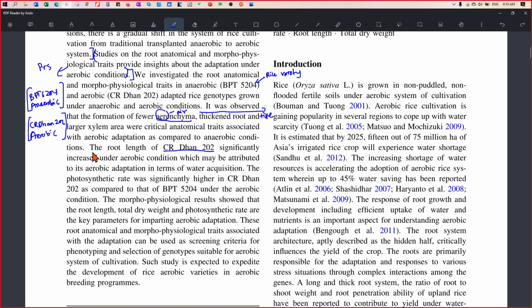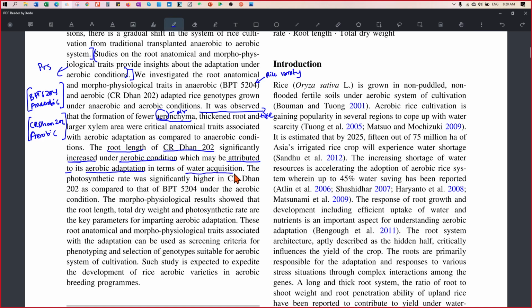CR2O2 root length increased. Increase where? Increase in aerobic condition, because attributed to aerobic adaptation for water acquisition. Oh, sorry, I need to write this in a much proper manner.